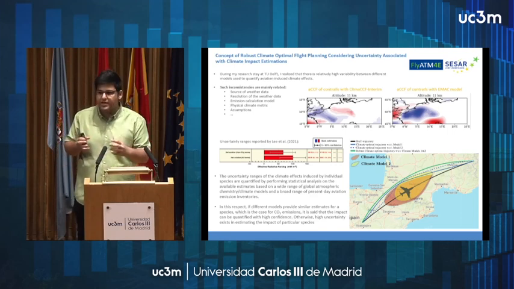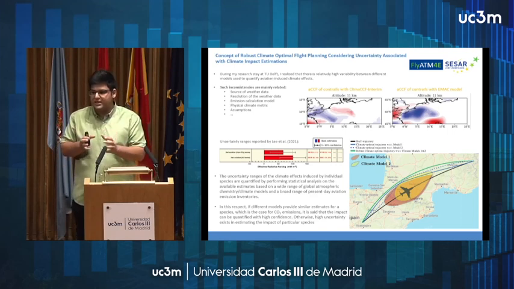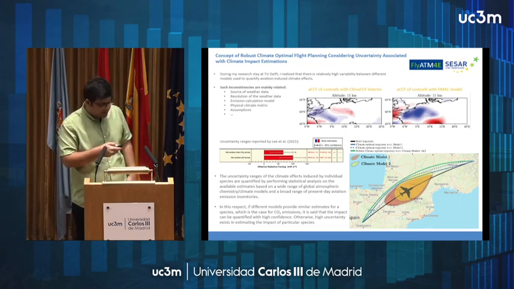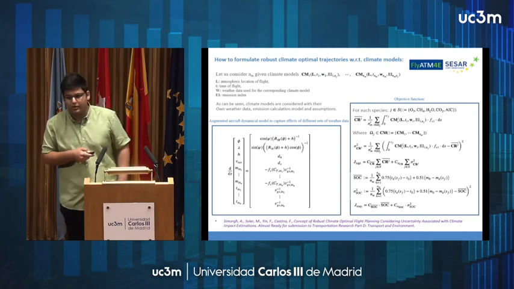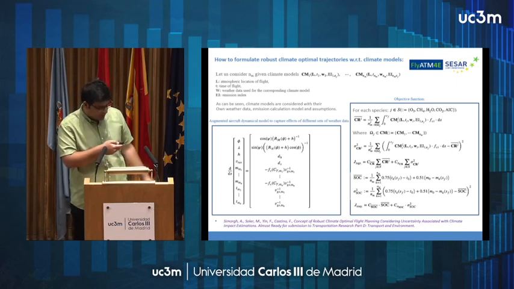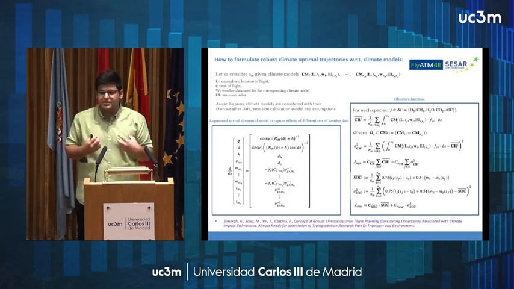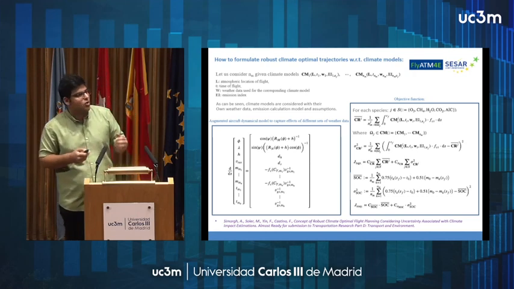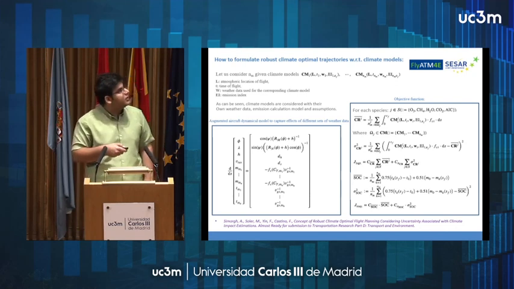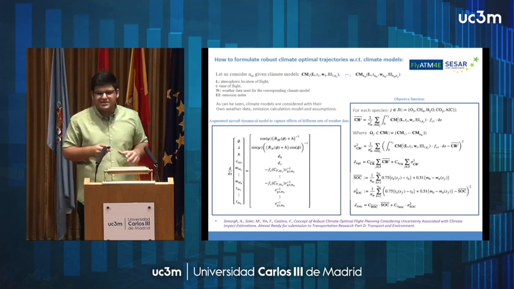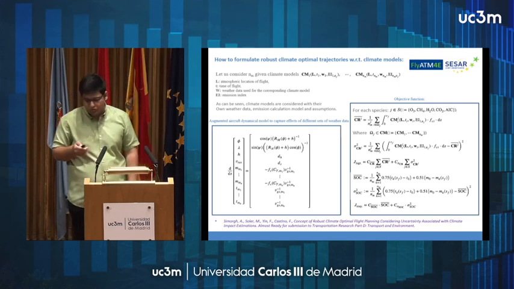So basically here we try to optimize trajectories such that we fly in areas of airspace where we have good agreement between estimations. So this is the main topic of this one. About the formulation, here we consider as input n different climate models. Each model can be represented with its own weather data, emission calculation model, and also assumptions. And we formulated it similar to what we had for meteorological uncertainty.